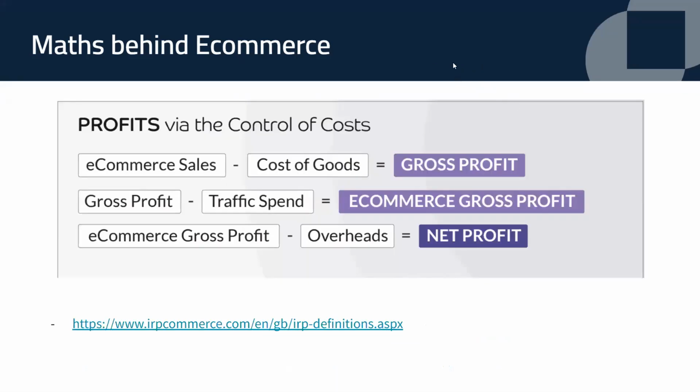And this slide again, just finishing up on the maths behind e-commerce. Once you have your traffic, conversion, AOV equal your e-commerce sales, and you can calculate your gross profit by taking off your cost of goods. And then your e-commerce gross profit is your gross profit minus your variable traffic spend. And your traffic spend, as we covered off in the 3 previous webinars, is one of the biggest variables to your net profit. You take your e-commerce gross profit minus your overheads to give your net profit, and we're seeing the majority of e-commerce businesses running at around 7% net profit.